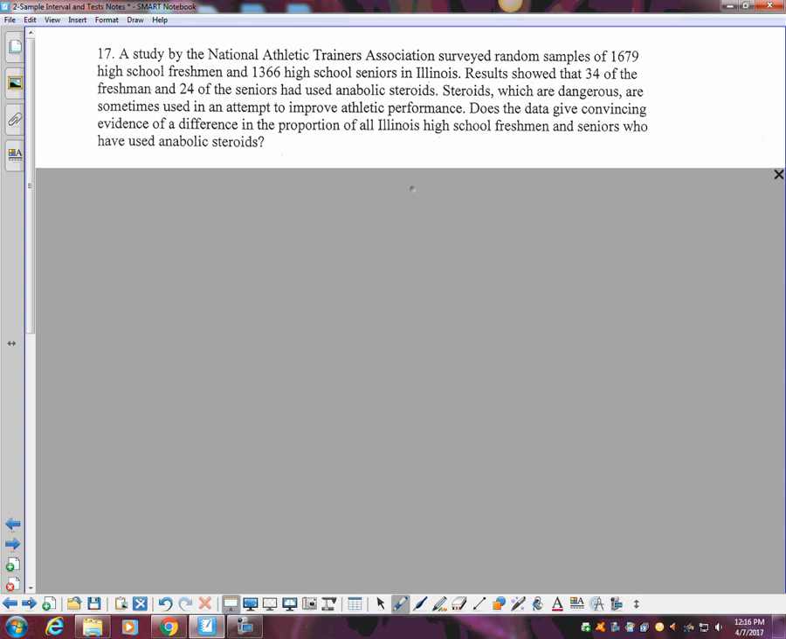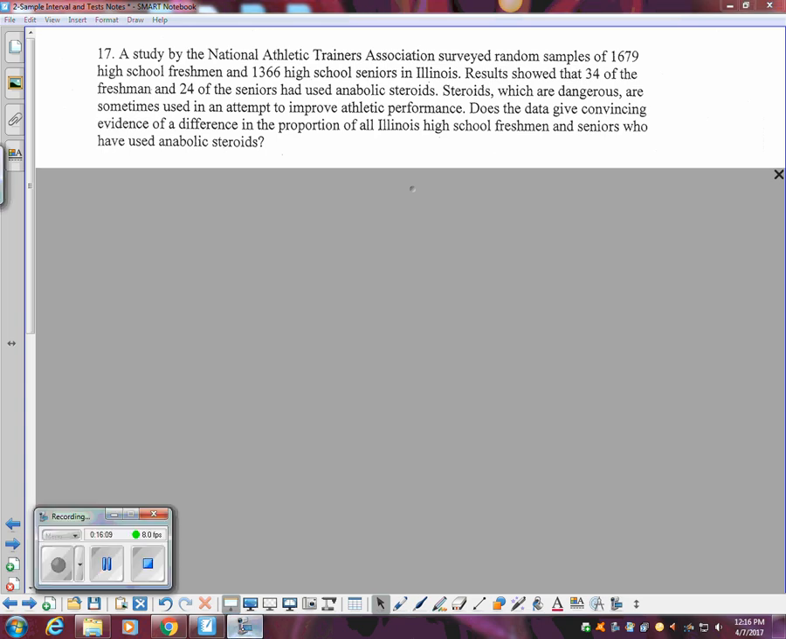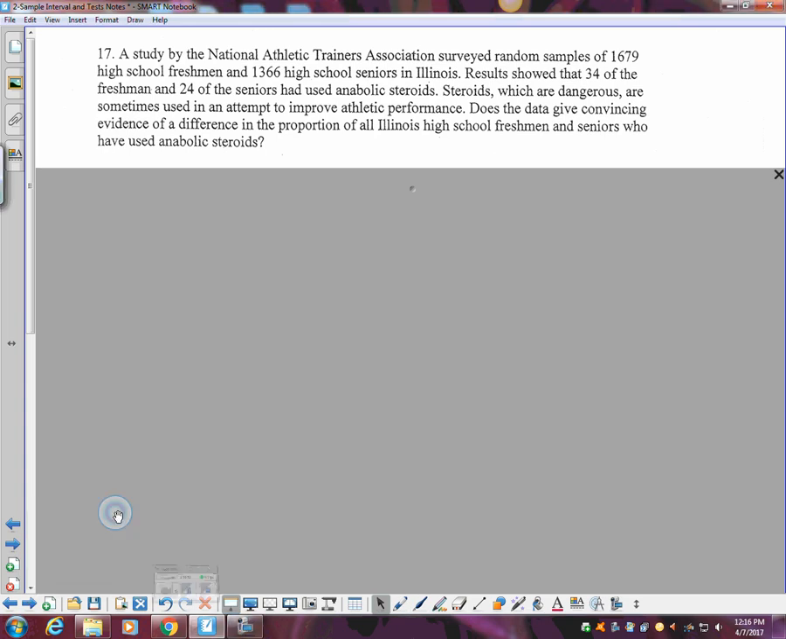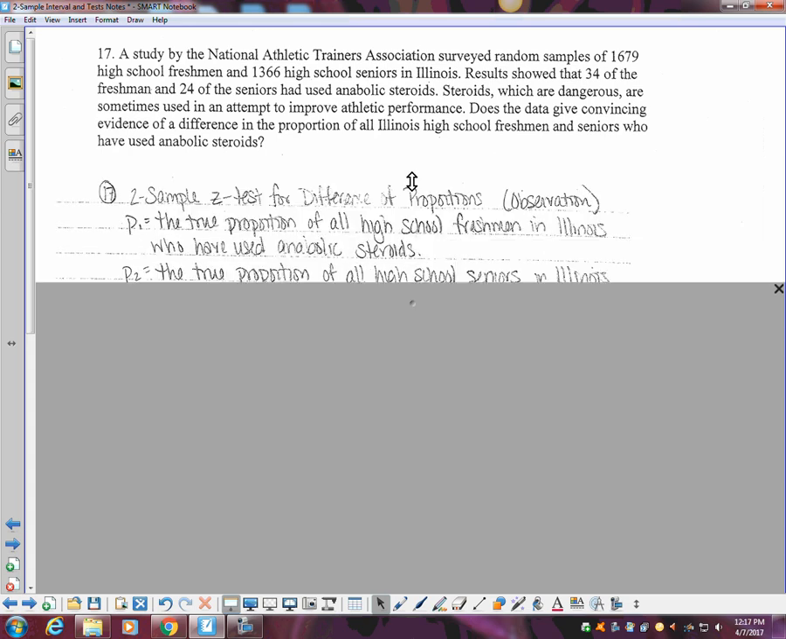Does the data give convincing evidence of a difference in the proportions of all Illinois high school freshmen and seniors who've used steroids? Okay, so first things first, we're going to label what it is. Does the data give convincing evidence? So that's a test.